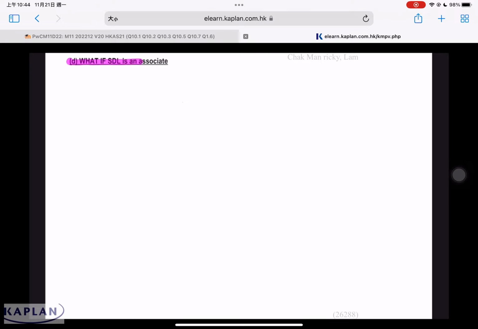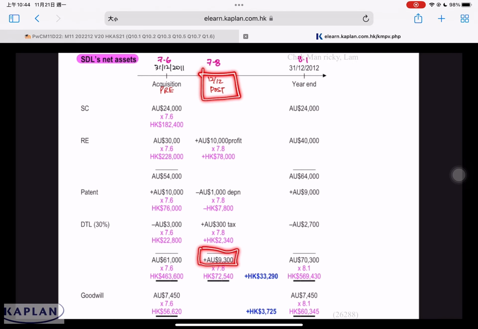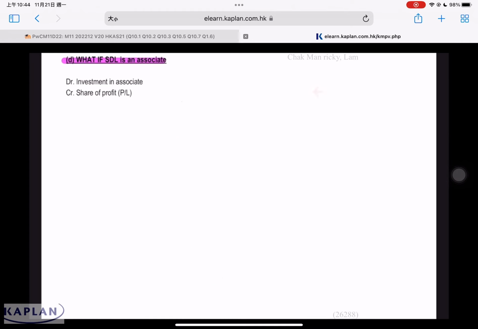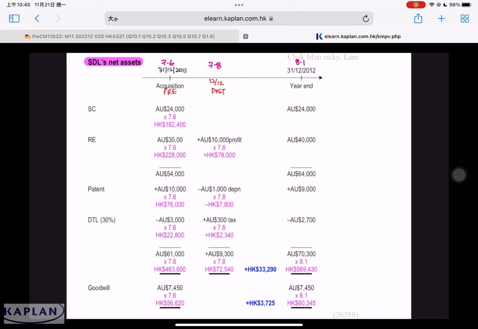D. What if SDL is an associate? We just need to pass one entry. Debit investment in associate. Credit share of profits to profit and loss. The adjusted profit is this amount, 72,540. Adjusted, translated, we share. Australian dollar 10 million minus patent amortization 1 million. Then we must account for the tax of 300. This equals 9,003. Then we translate this using the average rate, 7.8, multiplied by 80%, assuming we use the equity method, 58,032. We also share of OCI. We share this 80%, but this is already at 80%. The translation difference on assets we share 80%, but the goodwill is already at 80%.